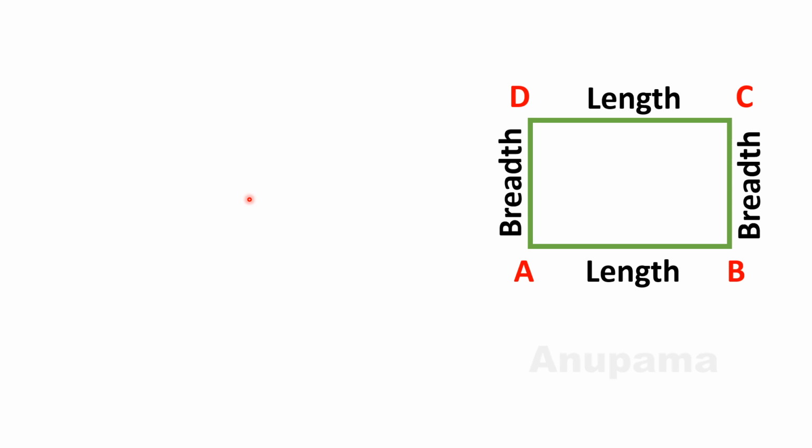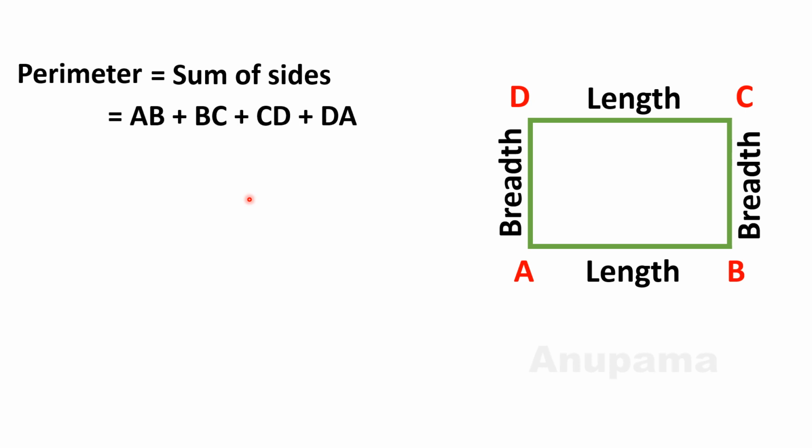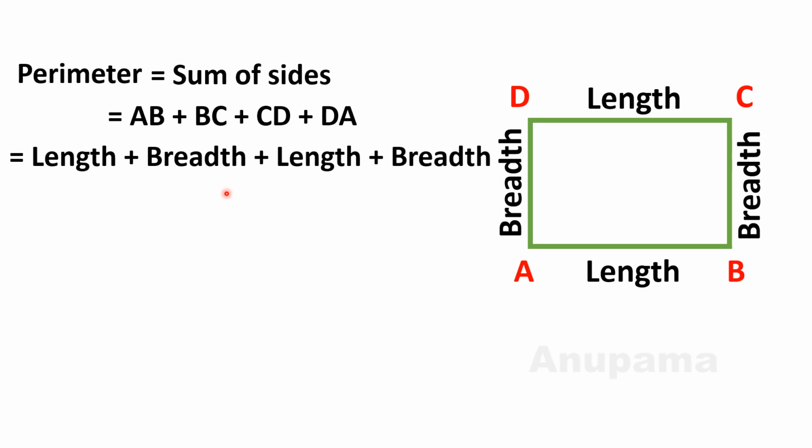And you know that perimeter is equal to the sum of all sides. When we talk about a rectangle, the sum of sides means AB plus BC plus CD plus DA. This AB is length and BC is breadth. AB and CD both are equal. So that's why we will write length plus breadth plus length plus breadth.